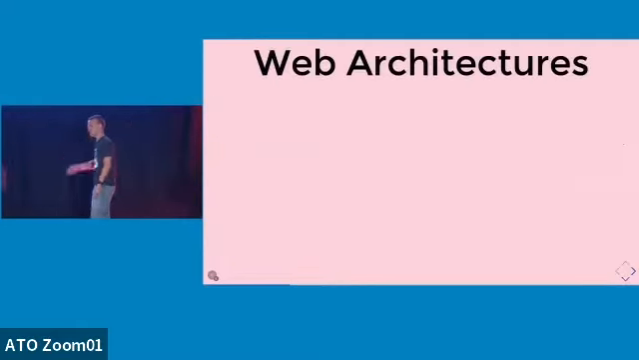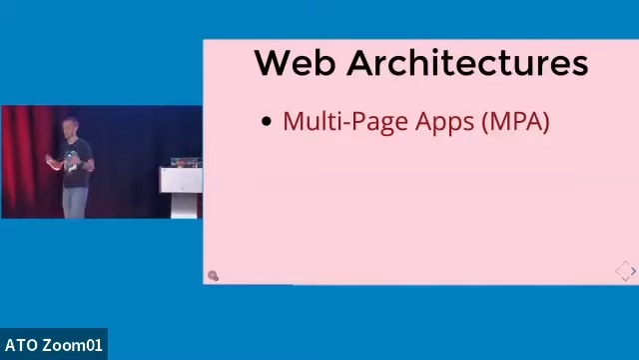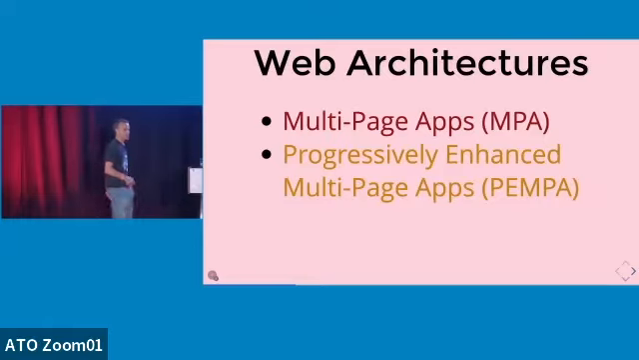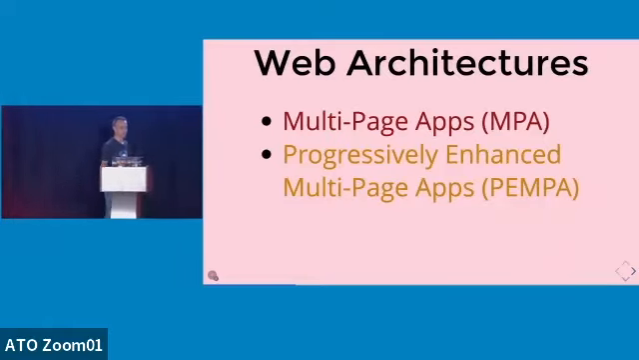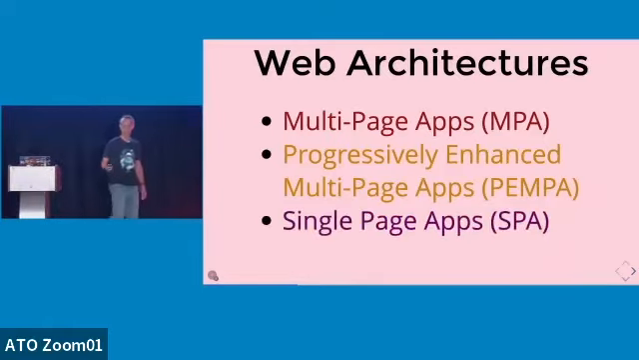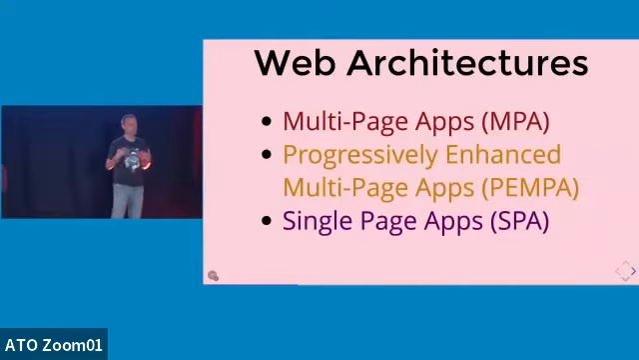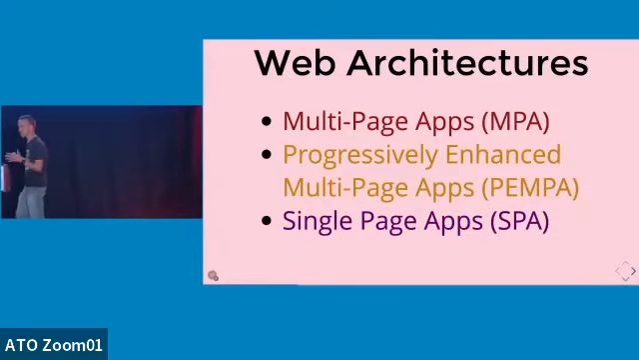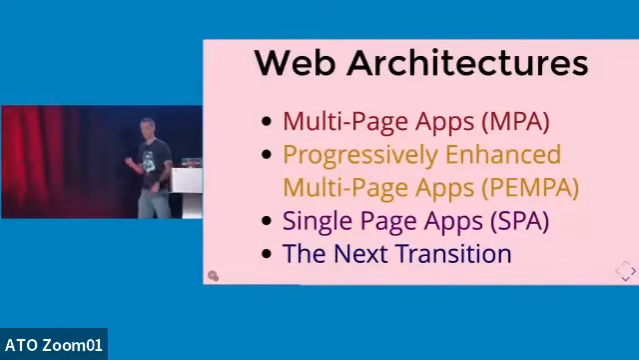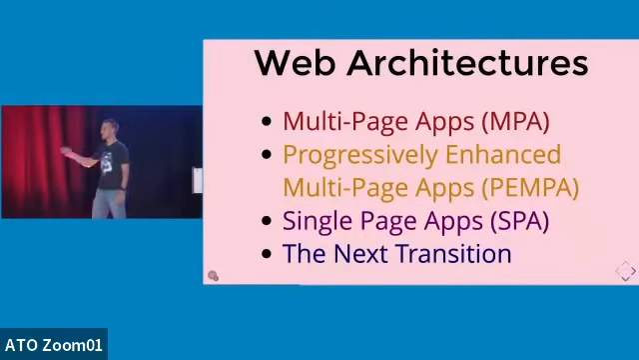And there are various web architectures that we've kind of evolved into. So we started out with multi-page apps. We didn't call it that. That was just like building web apps, but MPAs. And then I made this thing up, PEMPAs, Progressively Enhanced Multi-Page Apps, so progressive enhancement, we'll talk about that a little bit. And right now, I would submit that the vast majority of web developers are working on SPAs, single-page apps. So that's kind of where we're at right now. I think that we're geared for a new transition. We're transitioning to something new, and I'm excited to tell you about it today.